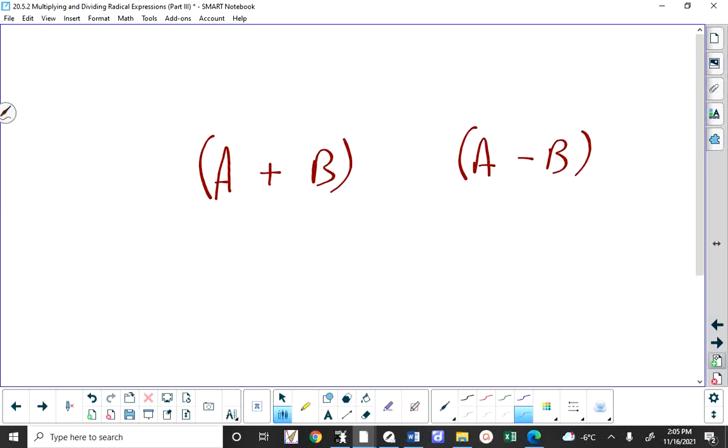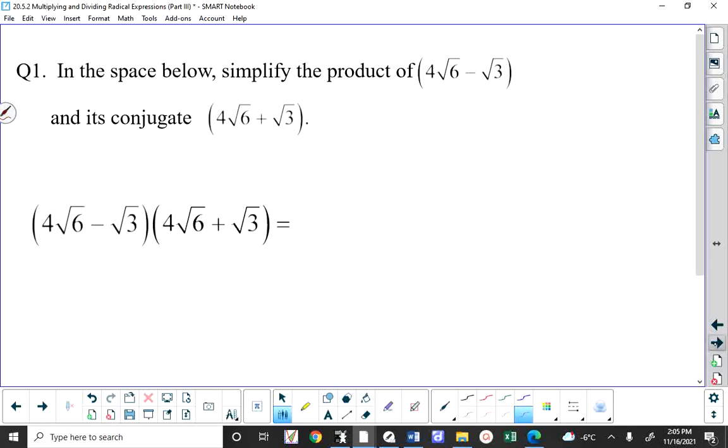You know what? No, I won't do that. So in the space below, simplify the product of 4 root 6 minus 3 and its conjugate 4 root 6 plus 3, and then I've typed this out for you, but unfortunately this is where the photocopier decided to spaz out on me as I sent it from my computer to there. I don't know what those symbols are or what happened there, but this is what we're talking about in question 1.